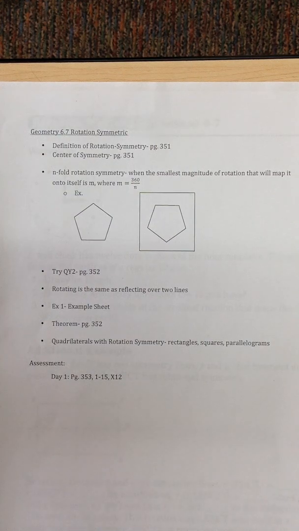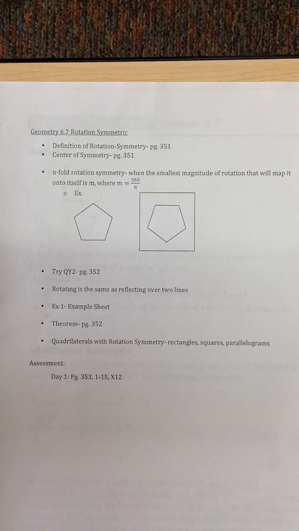This is section 6.7, rotation symmetry. So what we're going to be talking about is some more stuff with symmetry, but instead of symmetry where we can take a shape and fold it over and get the same thing, we are going to take shapes and turn them and get the same thing.